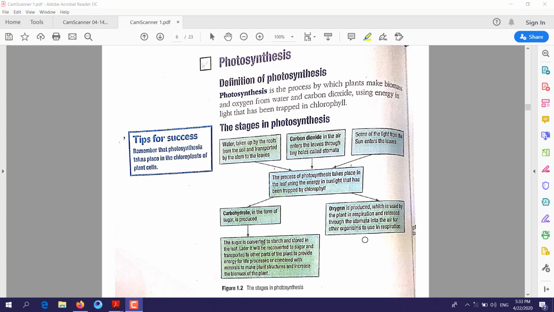Hello everyone, this is the second lesson of the revision guide. The second lesson is about photosynthesis.